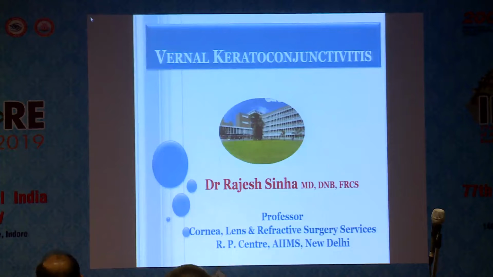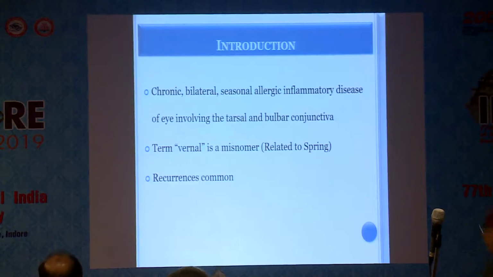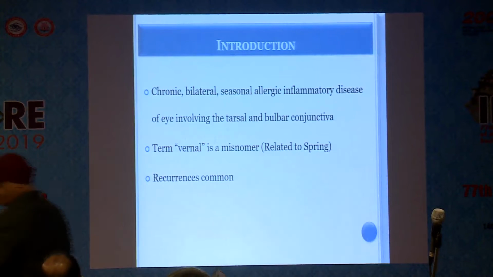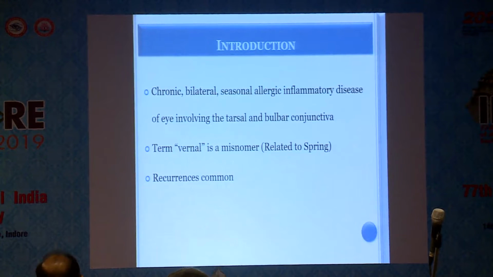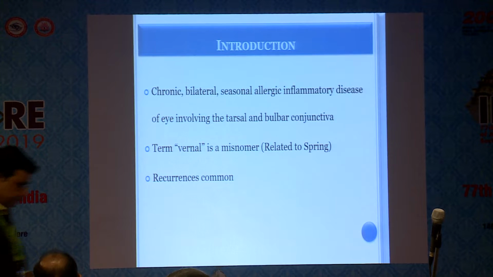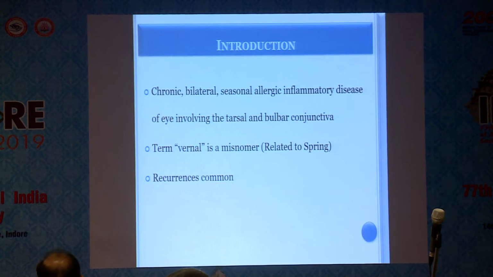In our day-to-day practice, what I mean here by vernal keratoconjunctivitis is a chronic bilateral seasonal allergic inflammatory disease of the eye involving the tarsal and bulbar conjunctiva. So basically it is an allergic eye disease which is seen in children specifically. Recurrences are common, and vernal means related to spring, related to a season. But it's actually not directly related to a season. Nearly half of it is almost perennial, and it gets exacerbated during the season.